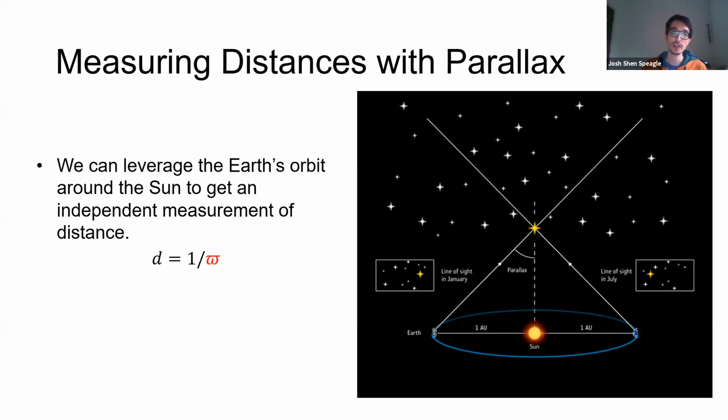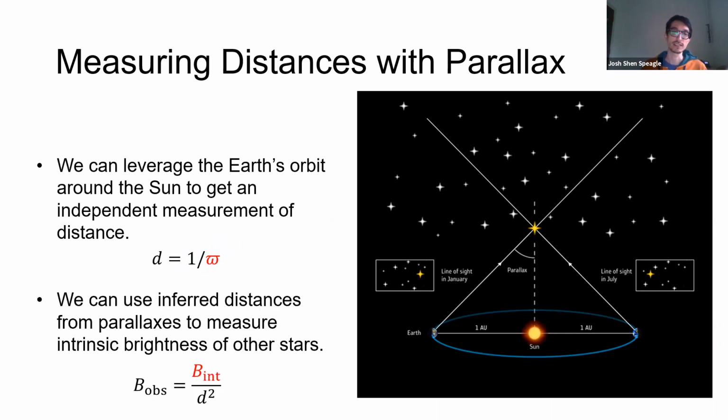In fact, you can show that the parallax, which here we denote with this kind of weird symbol, this omega bar, is just 1 over the distance. And that allows us to infer the intrinsic brightness. This is great. So this is what gives us a handle on the intrinsic colors and brightnesses of stars.